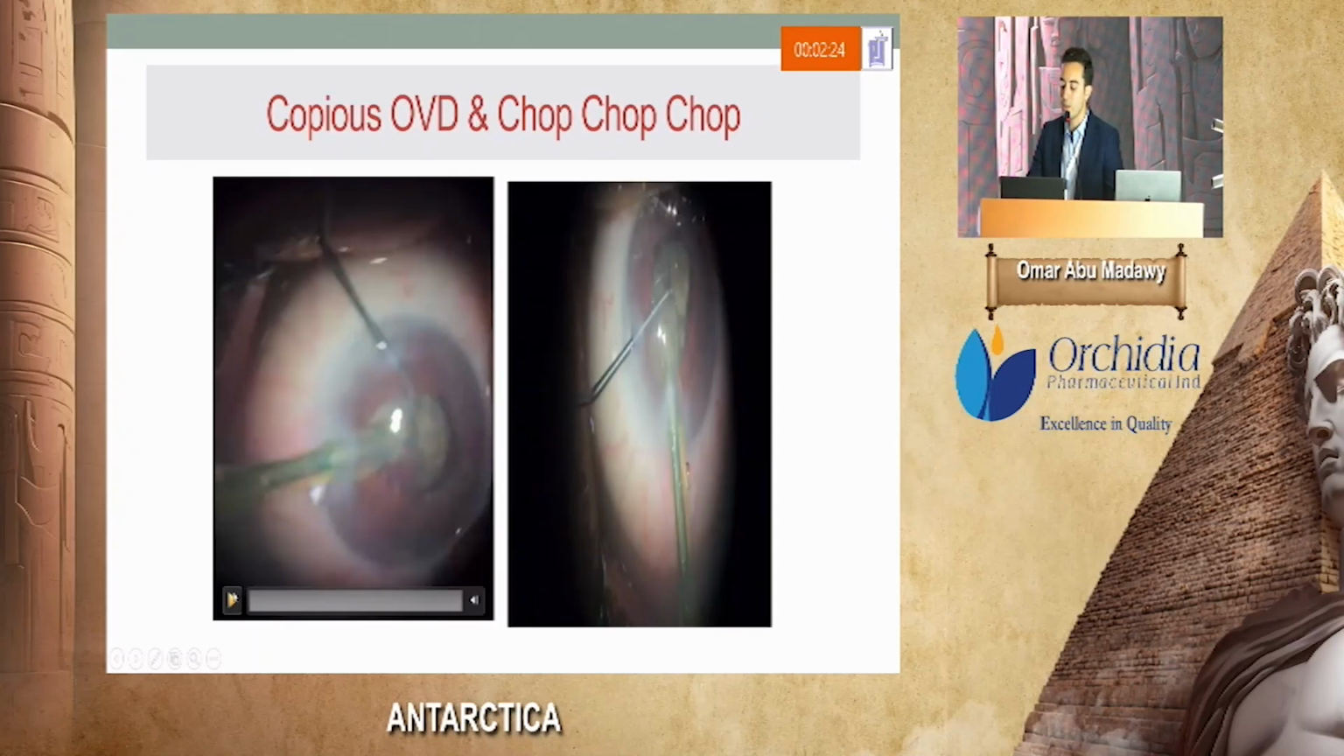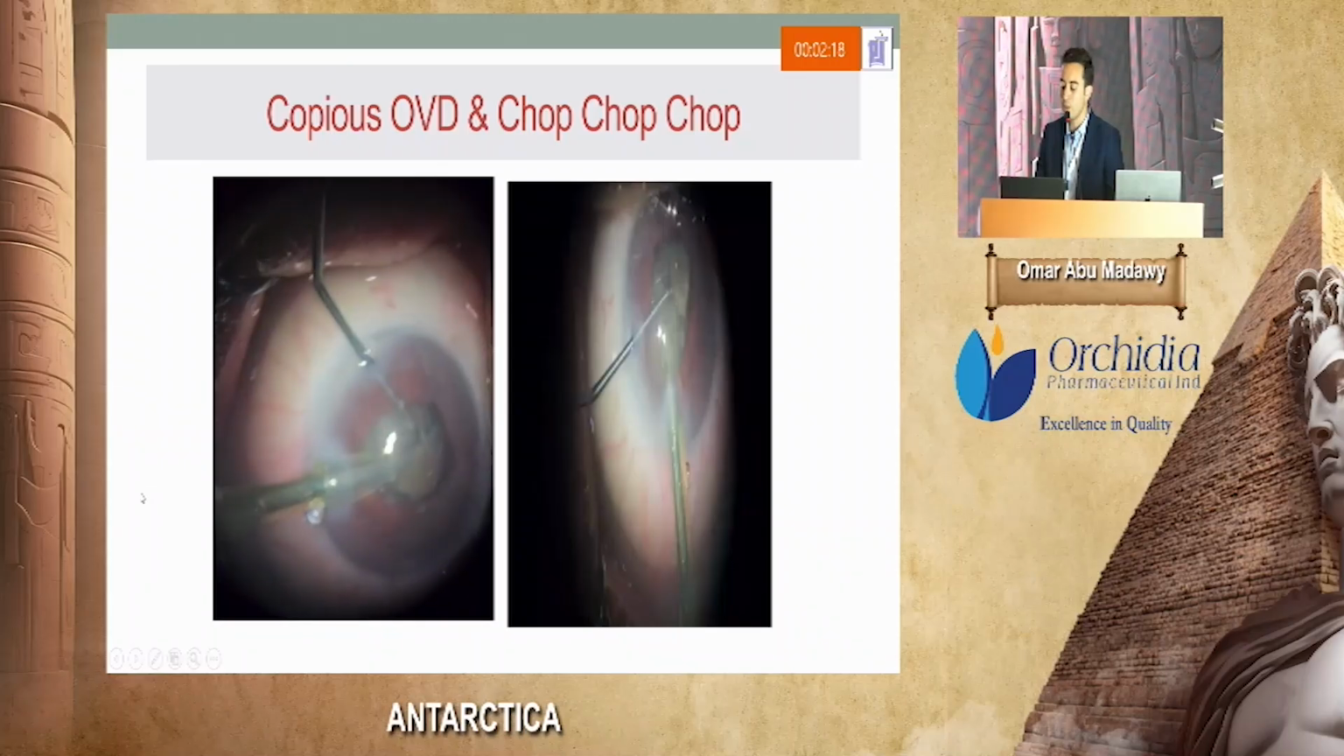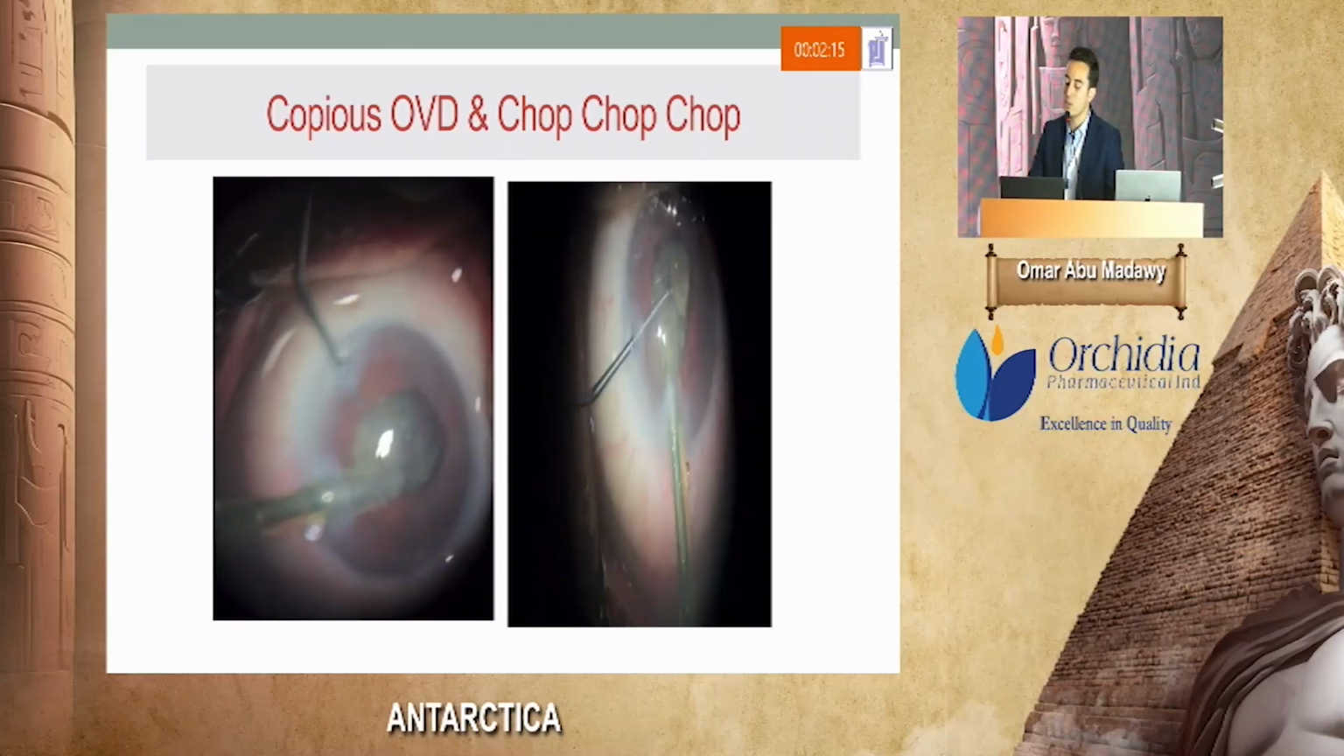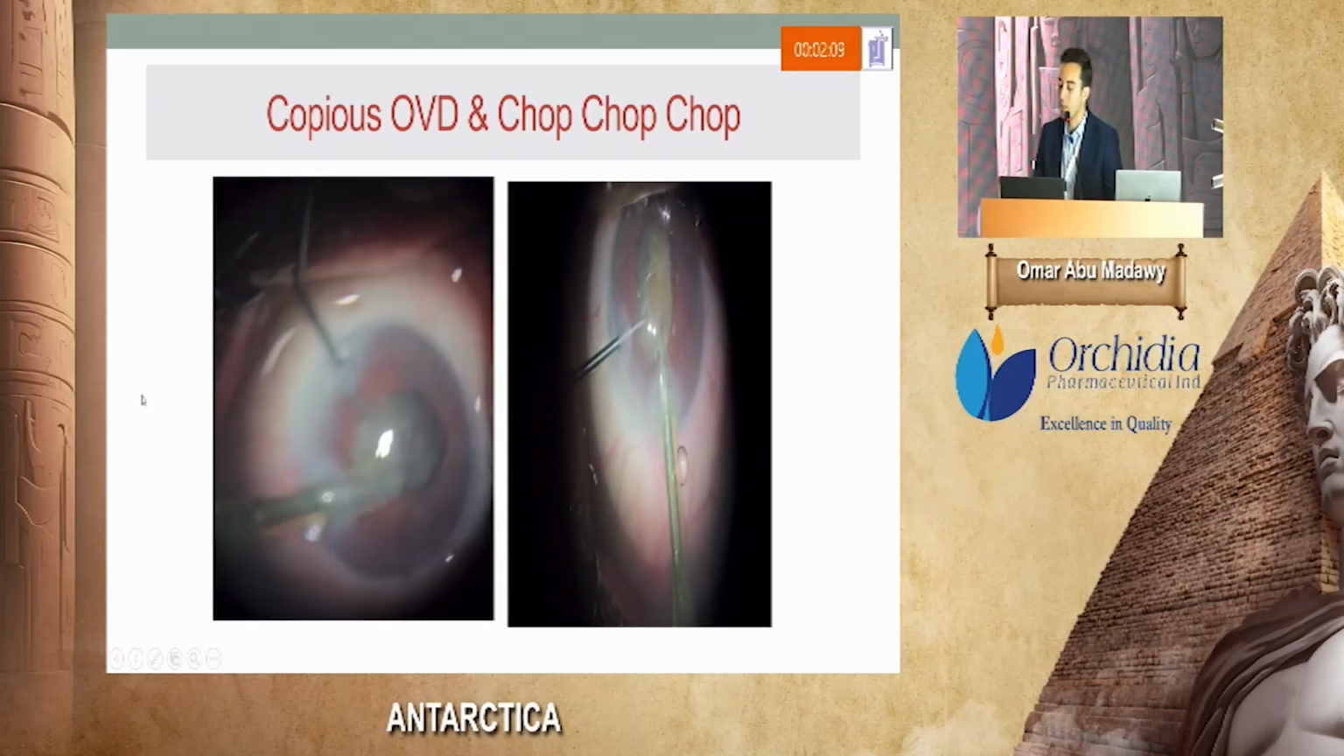As I mentioned, the keywords are copious OVD and definitely chopping. Vertical chopping is preferred due to the small-sized pupil, as well as horizontal chopping, so that the end result is minute phaco fragments that are easily aspirated with the least amount of phaco power possible in order to save as many endothelial cells as you can.